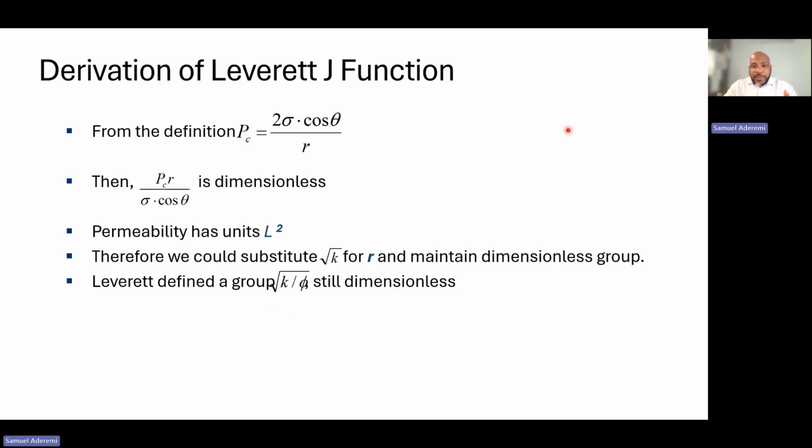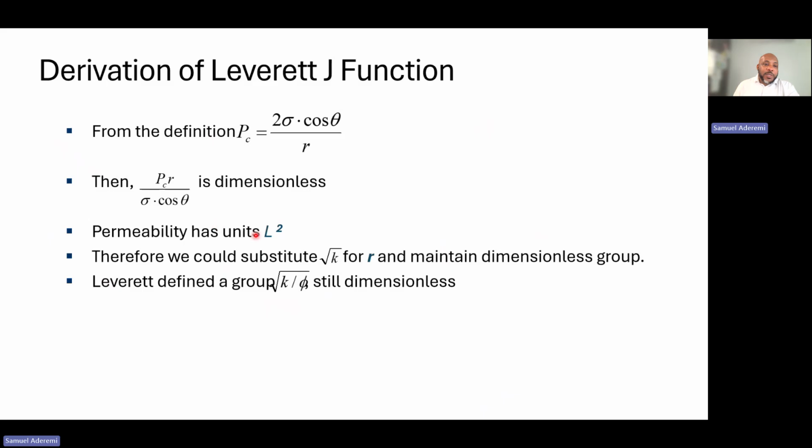This slide explains the derivation of the Leverett J-function that I just described, which is a way of normalizing the capillary pressure data so that different rock types can be compared on the same basis. So this is the capillary pressure equation, and if you rearrange it into a dimensionless form, one thing we'll notice is the R. Of course, it has a unit of L in the dimensional space, the same as meter, for example.